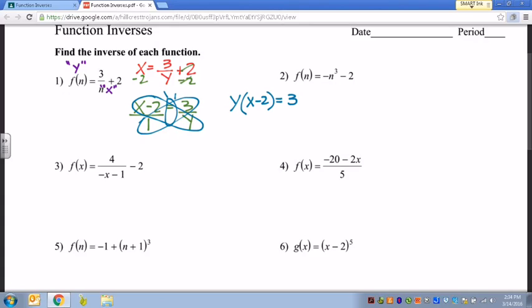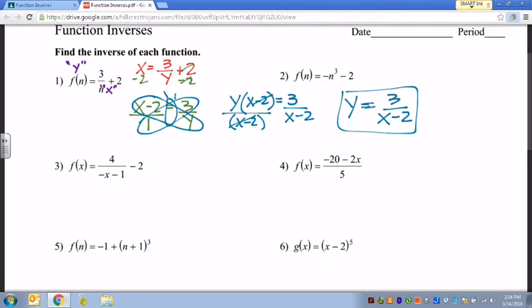Now, before you say, well, wait, don't we have to distribute y into x minus 2? No, I don't. I'm going to leave them separate because I need to get y by itself, right? That's my goal. So let's just divide by x minus 2 on both sides. And I believe that's my answer. Y equals 3 over x minus 2. Y is all by itself, and there we go. All right, so that's one example. Let's take a look at number 2, for example, here.